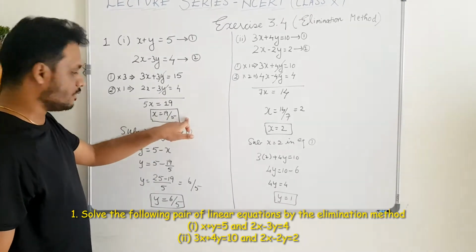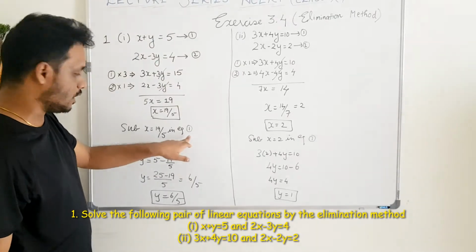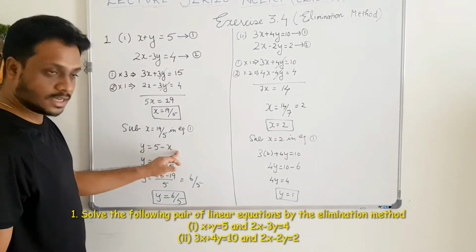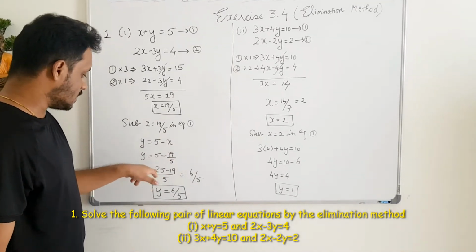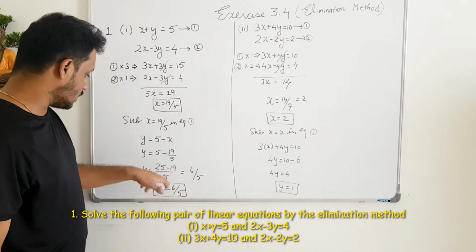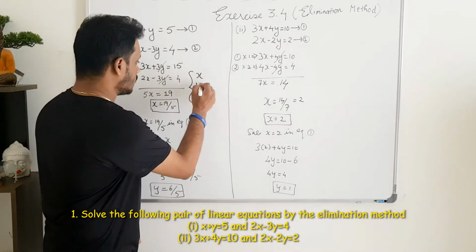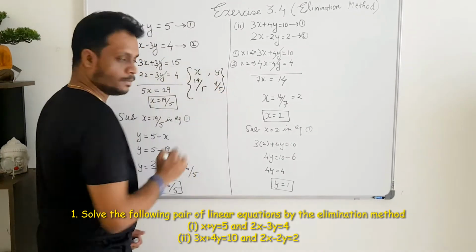So after obtaining the value of x equal to 19 by 5, I substitute it in any one of the equations. I have taken equation 1. So when I substitute the value of x here, I get y is equal to 5 minus x. So y will be 5 minus 19 by 5. So y, taking LCM, 25 minus 19 by 5, which is nothing but 6 by 5. So the value of y is 6 by 5 and x is 19 by 5. So that is the solution. We get x as 19 by 5 and y as 6 by 5.